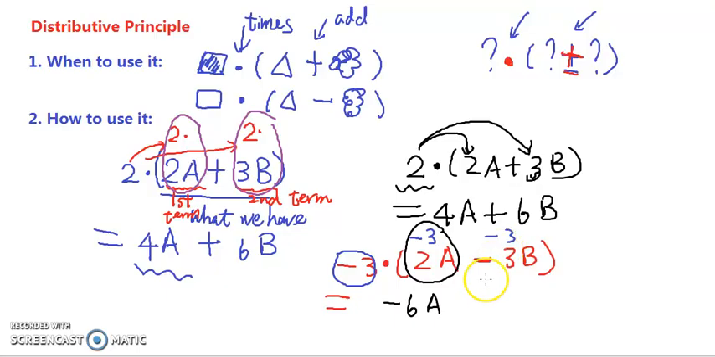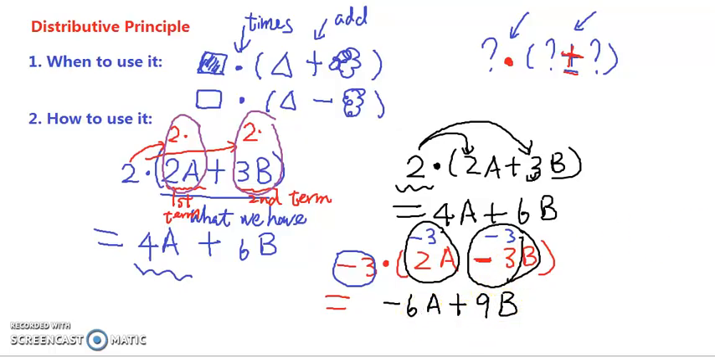And the second part, we've got to be very careful because we're multiplying negative 3 and a negative 3. We know two negatives make a positive. So we get a positive. 3 times 3, that's 9. And copy the letter B. We do actually negative 3 times negative 3b. So the final answer is negative 6a plus 9b.